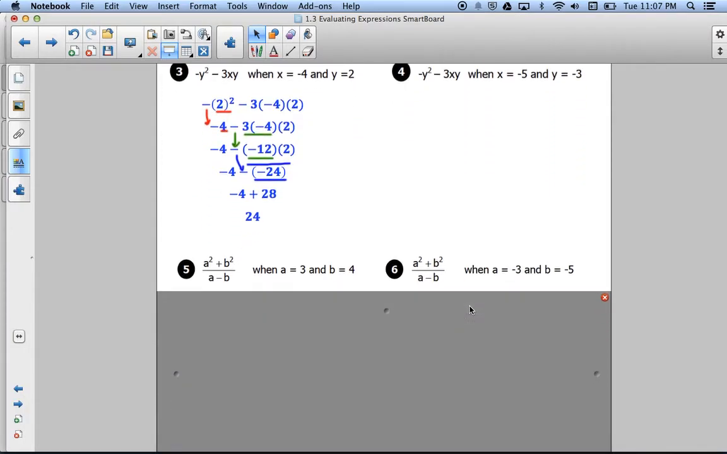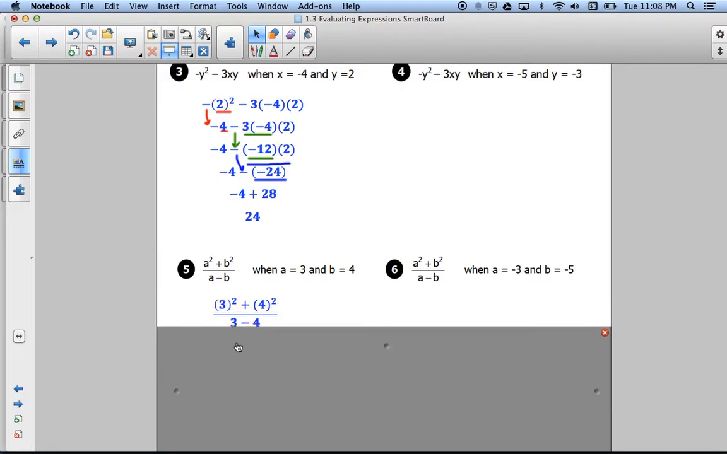The final example that I'm going to do on this page is number 5. Actually, I think I'm going to do one more after this. I'm going to do number 5 and then number 7. So what we're going to do here is remember that what we want to do is plug in parentheses 3 where we see A and parentheses 4 where we see B, particularly where we see these exponents. However, you'll notice on the bottom, when I plug it in, I can simply do 3 minus 4. No need for extra parentheses there.